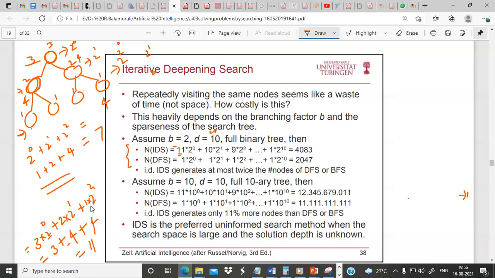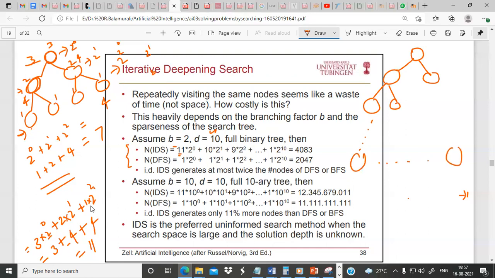So now let us come to this point. B is equal to 2 and D is equal to 10. So D, this is 0 D. This is next level. Like that, we have up to 10th level.